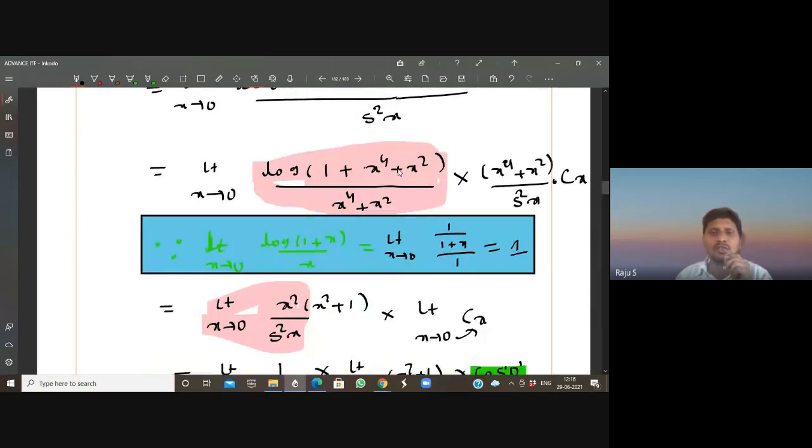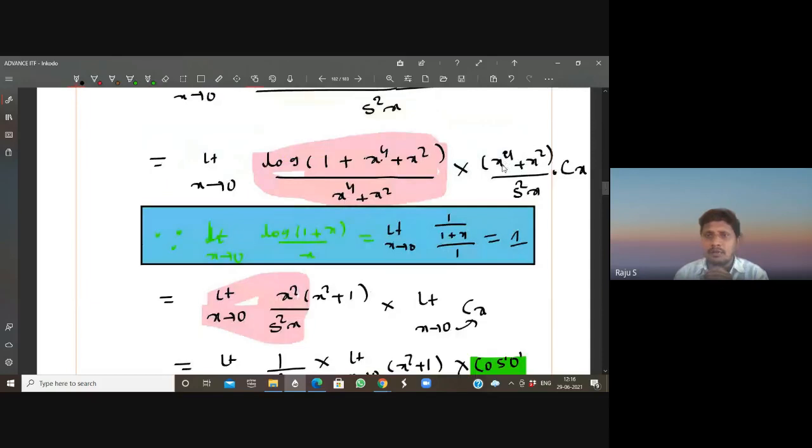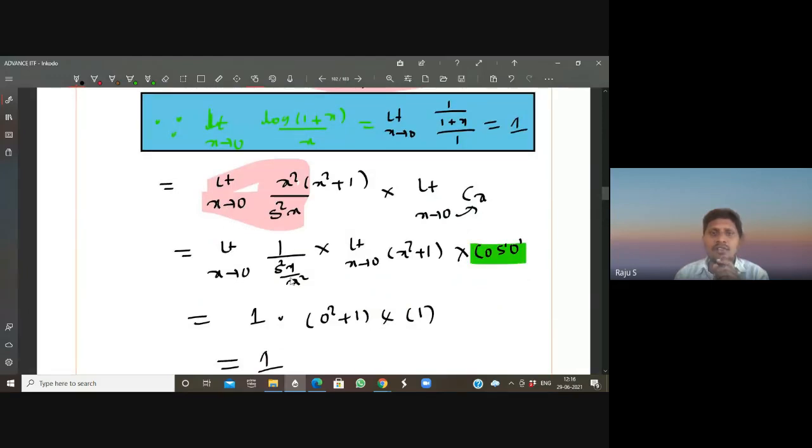So I changed it to standard form. There is a standard form, limit of log 1 plus x by x is equal to 1. In place of x here, we are having x power 4 plus x square. So I multiplied and divided with x power 4 plus x square. Then it becomes 1. For the remaining value, I have taken x square common from x power 4 plus x square. So remaining x square into x square plus 1. So again I change it to standard form.